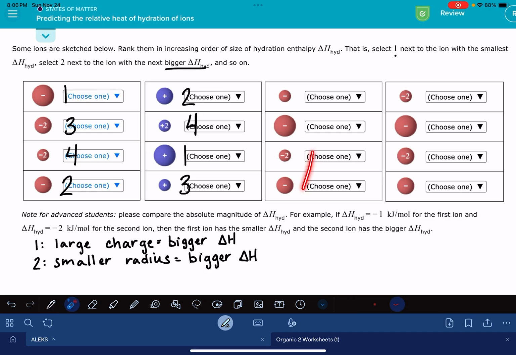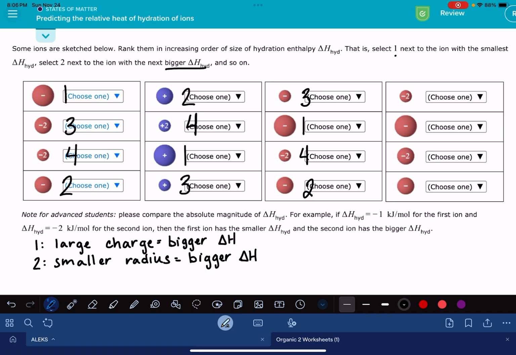And again, here we're just looking at absolute values. So the -2 is the one that has the largest absolute value of charge. That's going to be the one with the largest delta H. The rest of them have a -1 charge. Then we're going to organize those from smallest to largest.